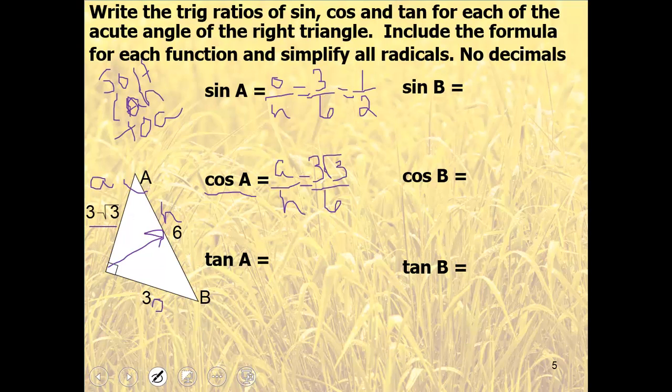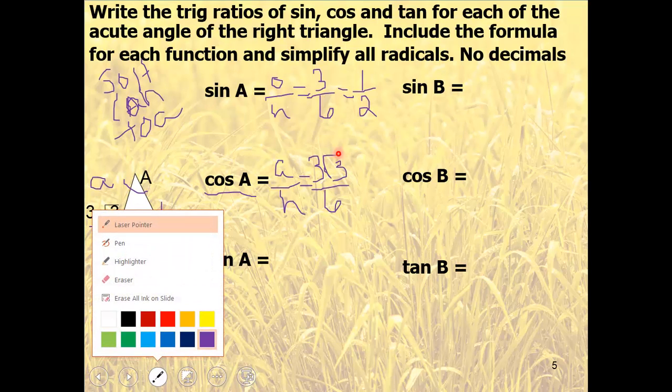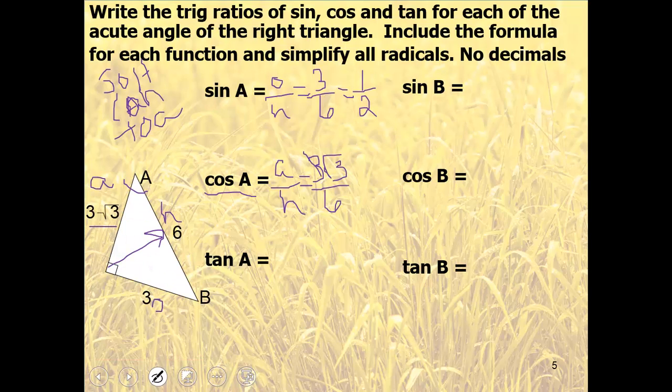over 6. Right? Now notice that I can't do anything with the square root of 3, nor do I need to, because it's in the numerator and it's prime. So I can't do anything with that. But I can reduce this 3 on the outside with the 6 in the denominator, and that gives me the square root of 3 over 2.